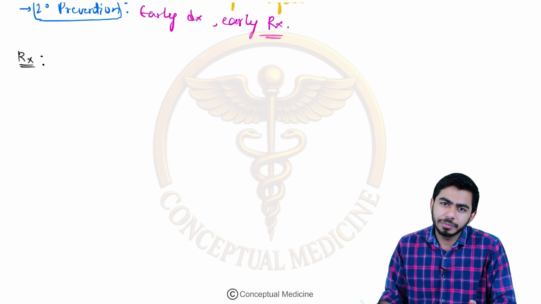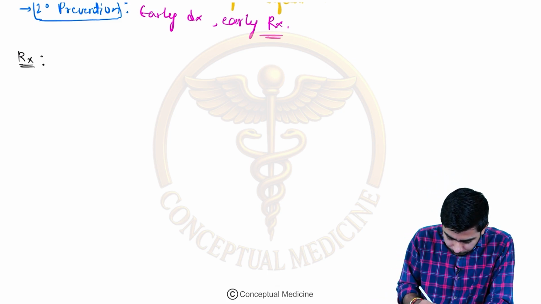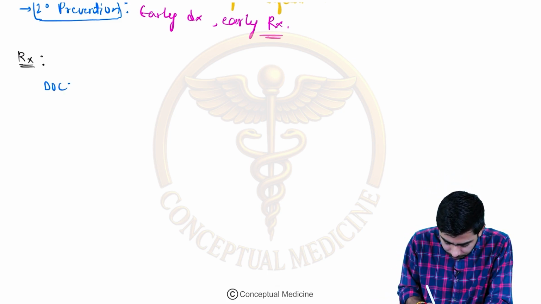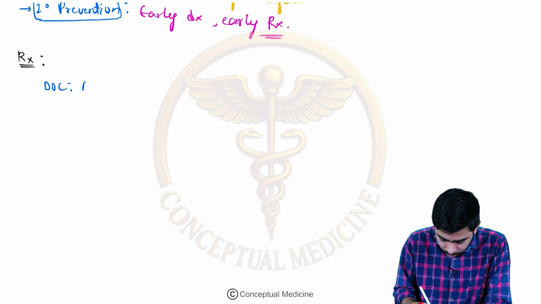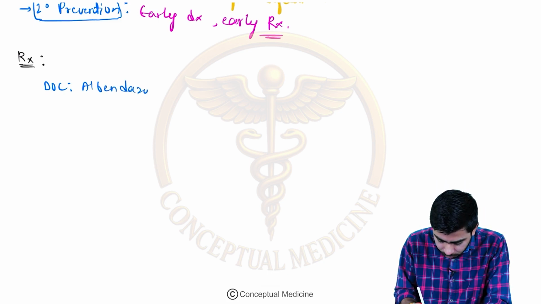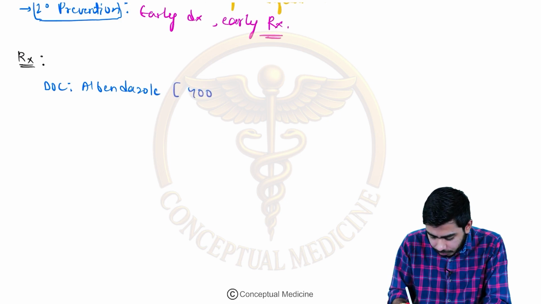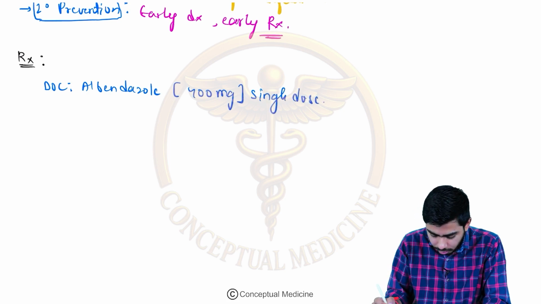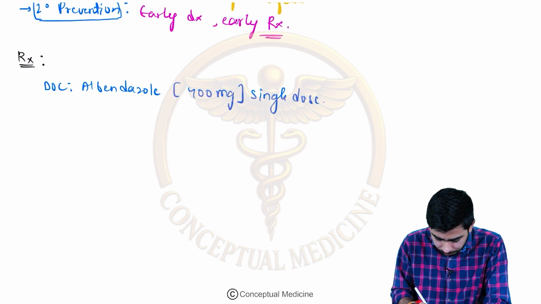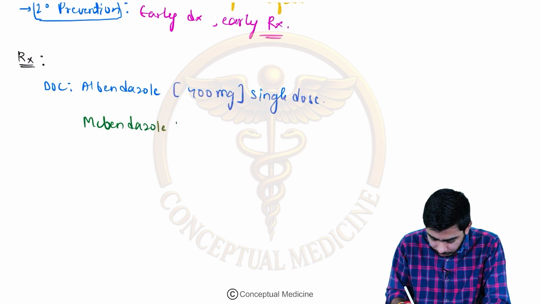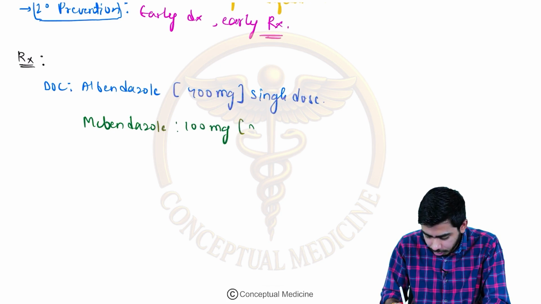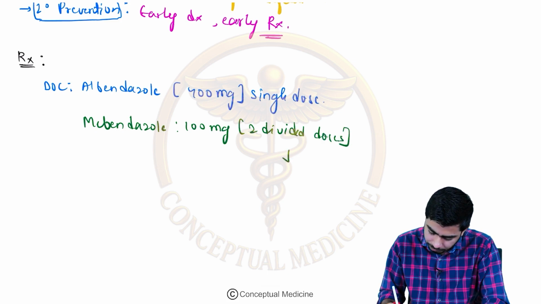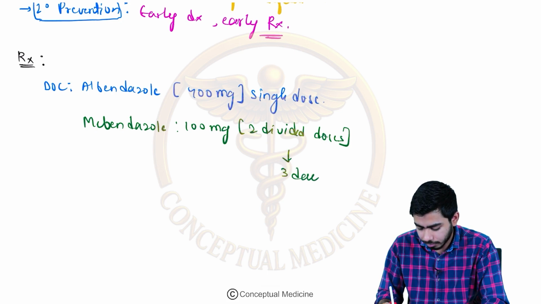Right, so now if we talk about the treatment as far as hookworm is concerned, guys, here the drug of choice is albendazole, right? We are giving it 400 mg in a single dose. We shall also give the mebendazole, right? 100 mg in 2 divided doses, and we can give it for 3 days, right?